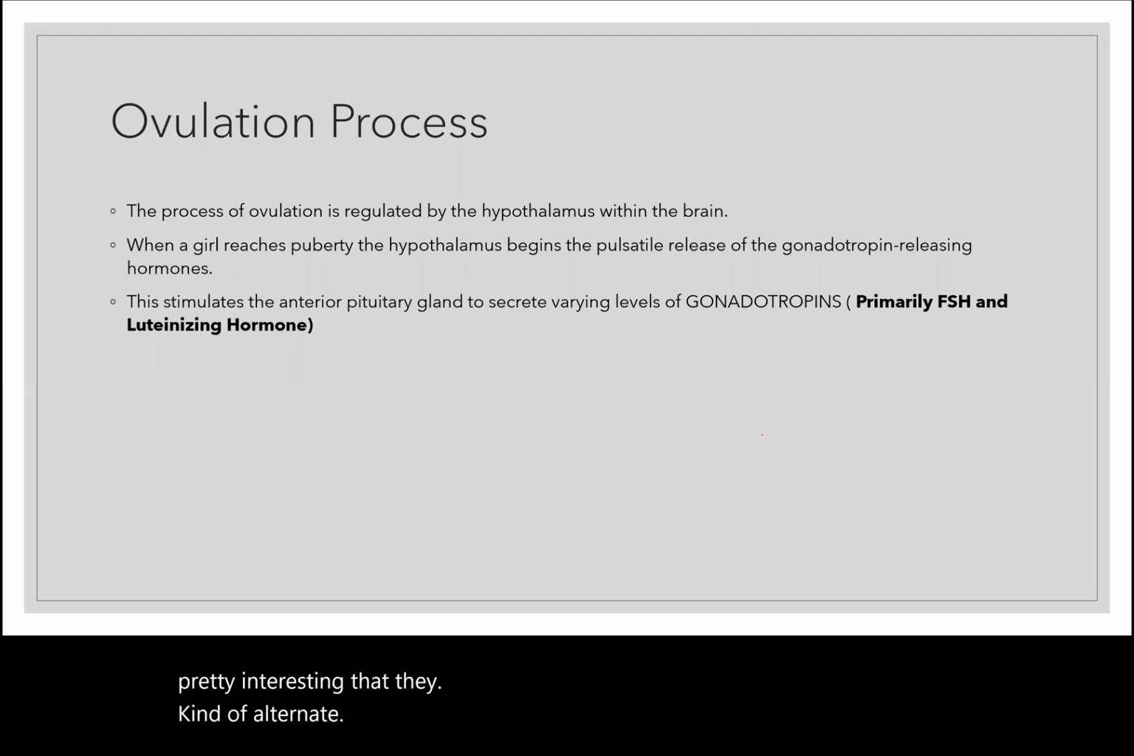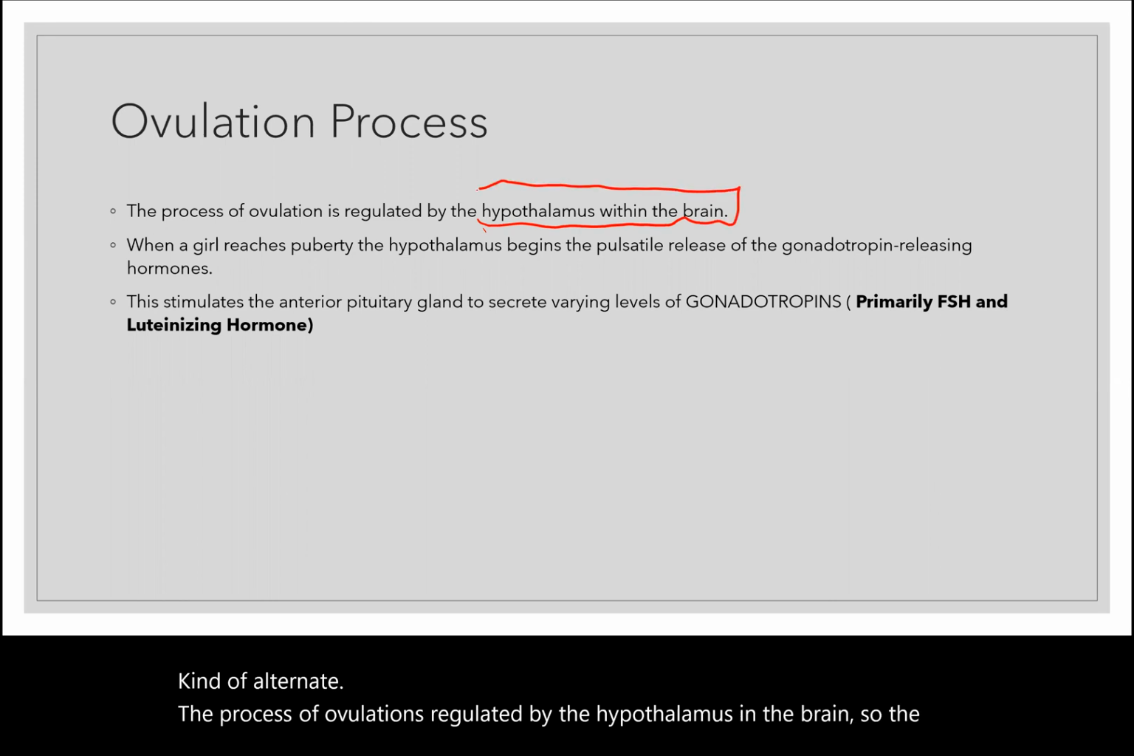The process of ovulation is regulated by the hypothalamus in the brain.